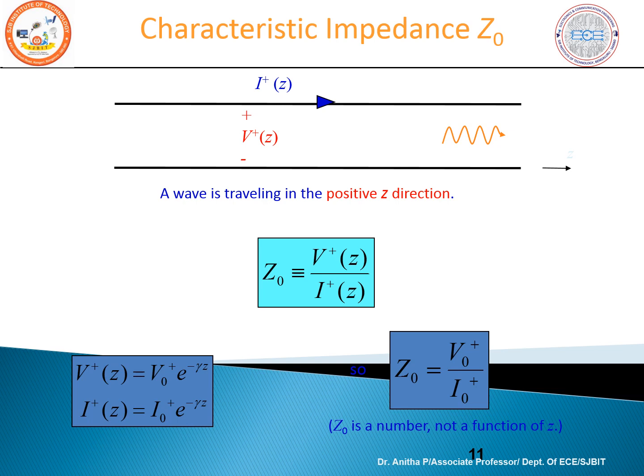When the wave is traveling in the positive z direction, you can consider Z naught value as V plus divided by I plus of z. Actually, it is a number, it is not a function of z. We can represent it as V naught plus by I naught plus. So I wanted to determine what this V plus of z and I plus of z are. We know that when the wave is traveling in the positive z direction, the incident wave amplitude with a phase can be represented as V naught plus into e power minus gamma z. Similarly, for the current, I naught plus into e power minus gamma z.